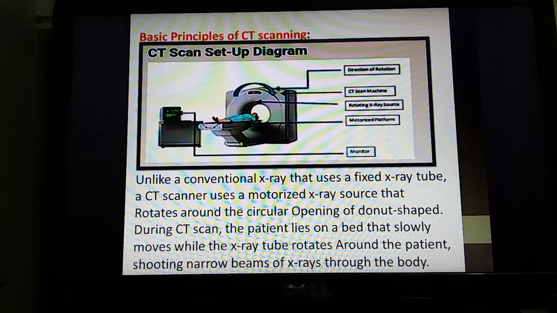That means the patient lies down on a motorized platform, and the tube can rotate in a circular way, so that from different angles the X-ray tube can emit X-rays to that patient. The X-ray beams pass through him, and from different angles different kinds of images are taken by this system.